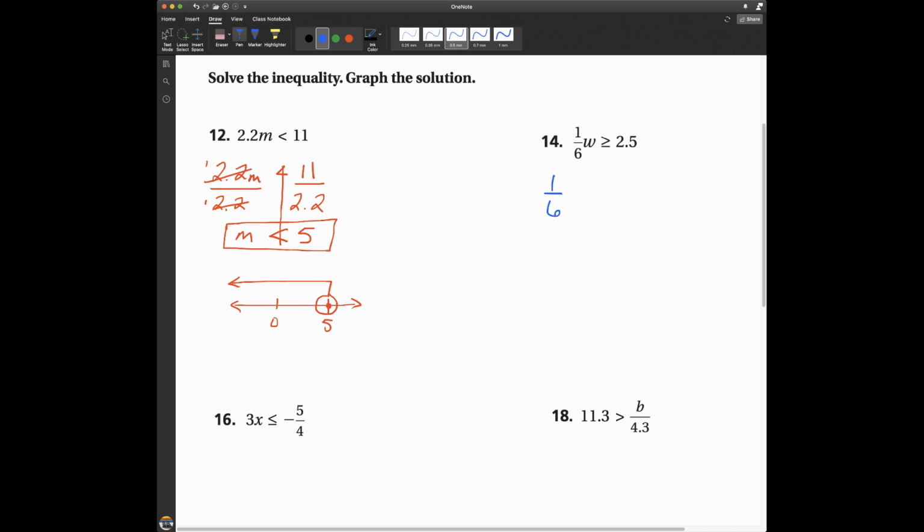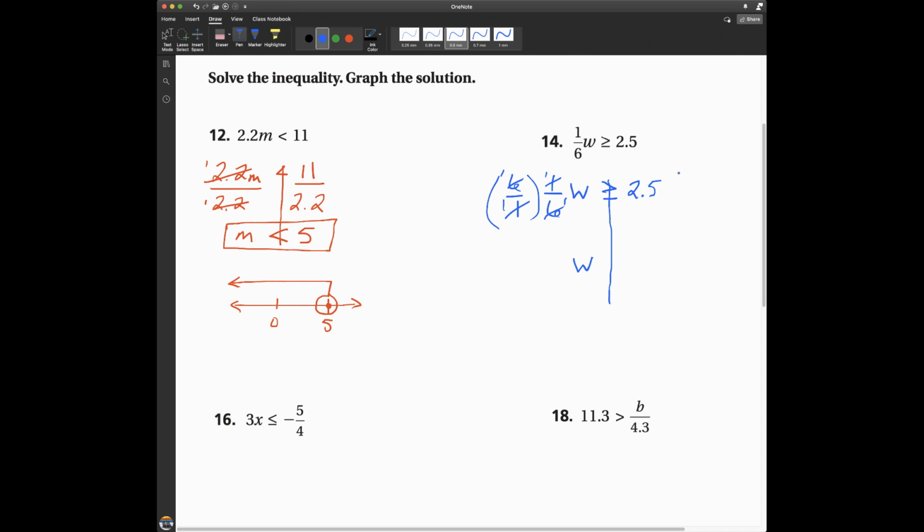So I take 1/6, multiply it by w. That's greater than or equal to 2.5. And remember, when you have a fraction multiplied by a variable, if I want to get the variable all by itself, I need to multiply by the reciprocal of that fraction. Why? Because when I do, the numerators and denominators all cancel out. So I basically multiply 1/6 by 6, and the answer is 1. And 1 times w is just w.